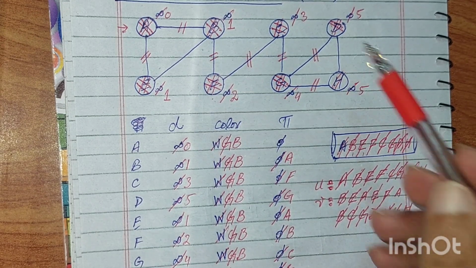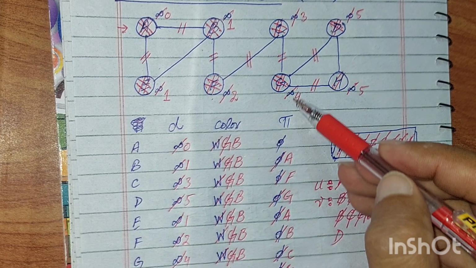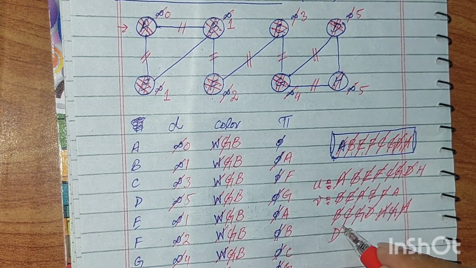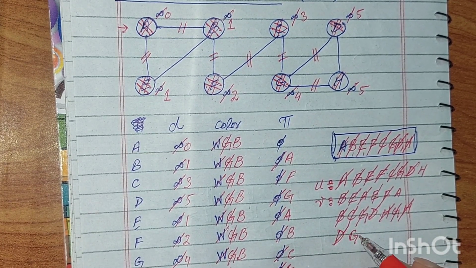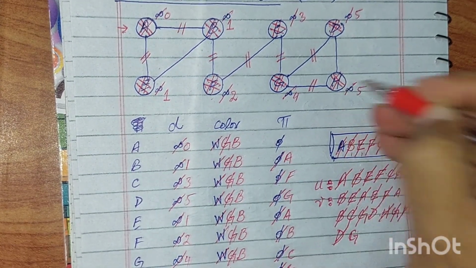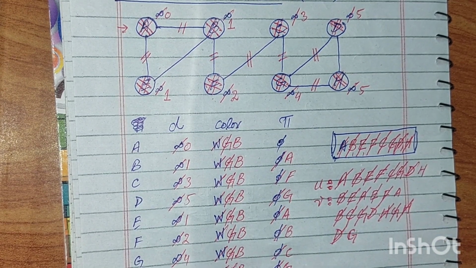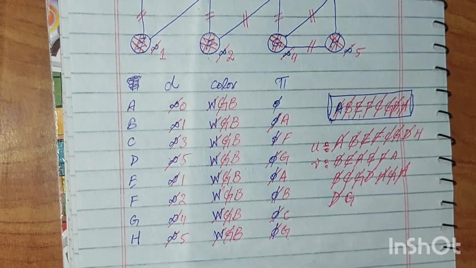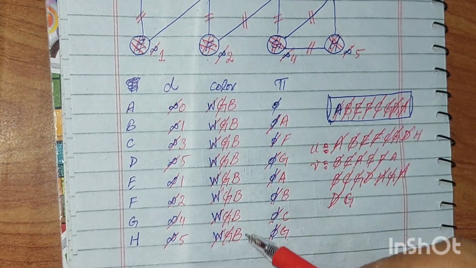There are two neighbors of H, that is D, but D is not white, so we'll skip it. Then there is another neighbor, that is G. G is also not white, so we will skip it. At the end we will mark its color to black. So the color of H is now black. Here our algorithm terminates. You can see that every color is now black.